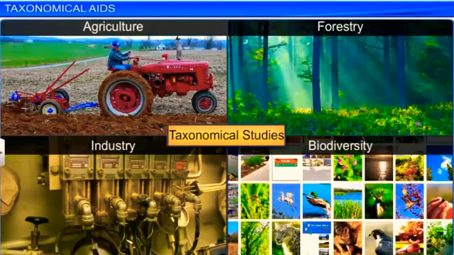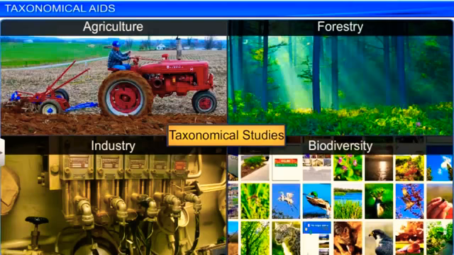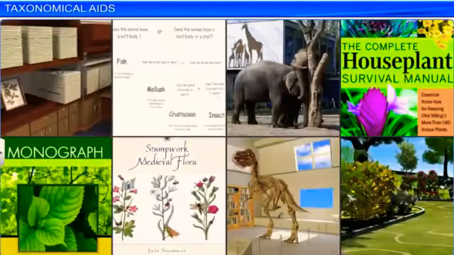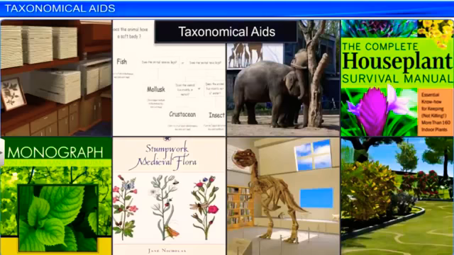These studies help in disciplines such as agriculture, forestry, industry, and in knowing the biodiversity. Over the years, biologists have developed many methods and techniques that help in taxonomic studies. These are also known as taxonomical aids.